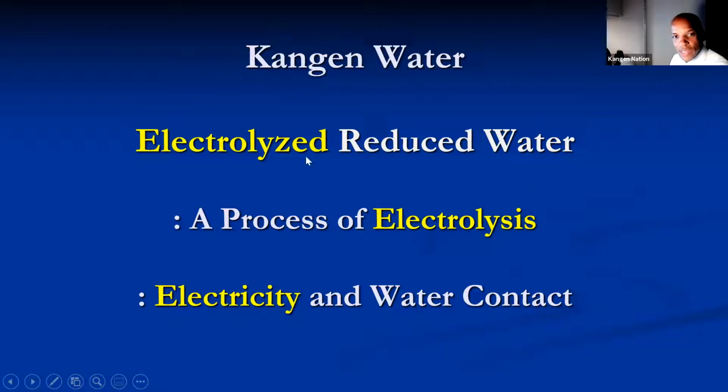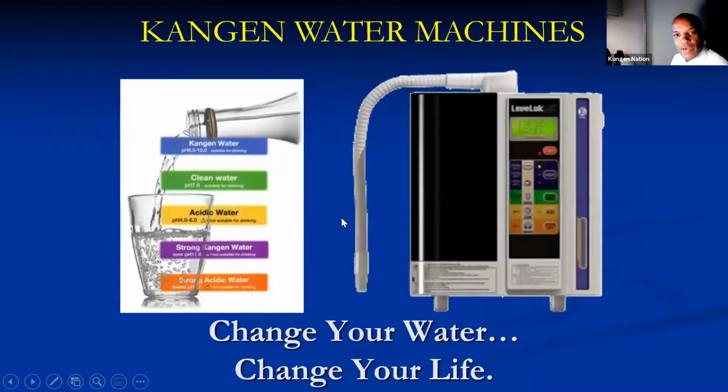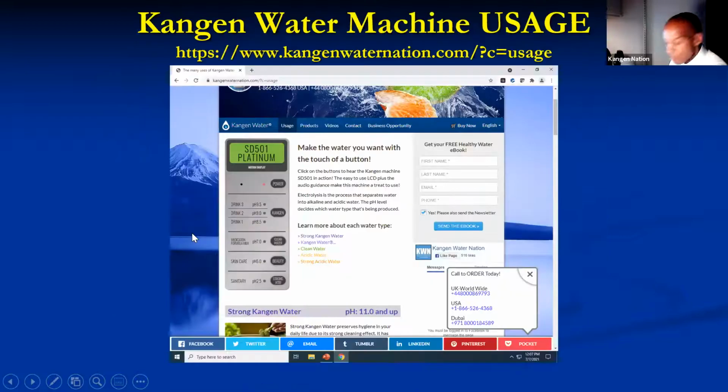So we see electrolyzed, electrolysis, electricity, all giving you the prefix of where this is coming from regarding electricity. These are the Kangen water machines. Many people have seen them. This is the model known as the SD501. These machines make 7 different types of water.